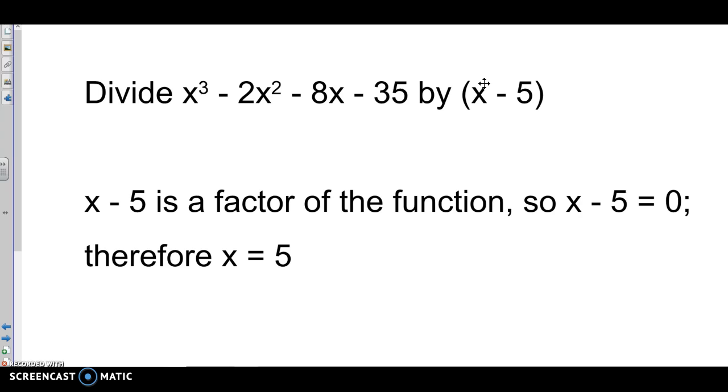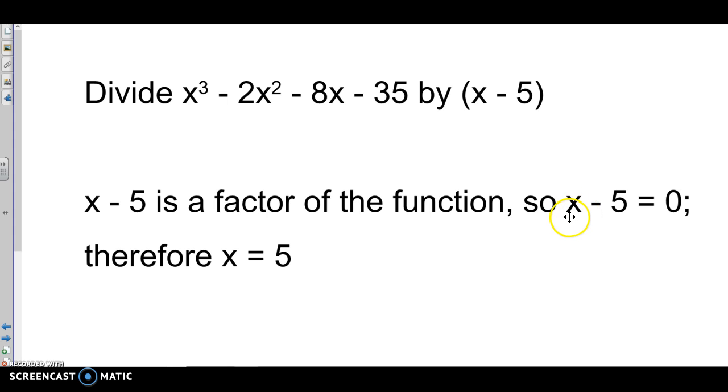So I need to keep in mind that when I'm dividing by this linear x minus 5, that x minus 5 is a factor of the function. And if you remember back to factoring, whenever we had a factor, we set it equal to 0 and solve for x. So the 0 of the function is 5. And that's important because that's the number that's going to go on the outside of my box for the synthetic division. The 5, not the negative 5, the 5.